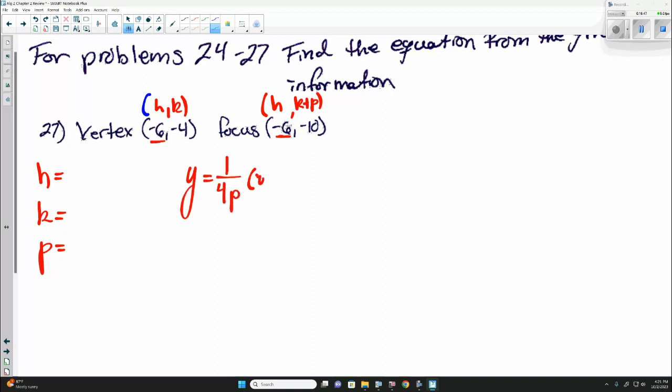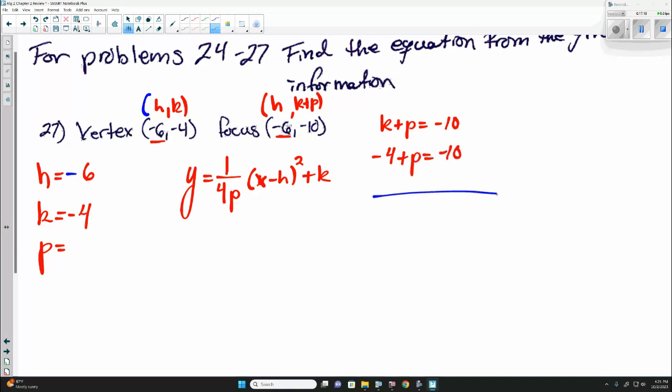Now, that tells us two things. One, that the general form is going to be the equation y equals 1 over 4p times x minus h squared plus k. We also know that h is -6, k is -4. And it also told us that k plus p is -10. Now we can solve for the value of p, because k is -4. -4 plus p equals -10. At this point here, we can add 4 to both sides, telling us that p is -6.